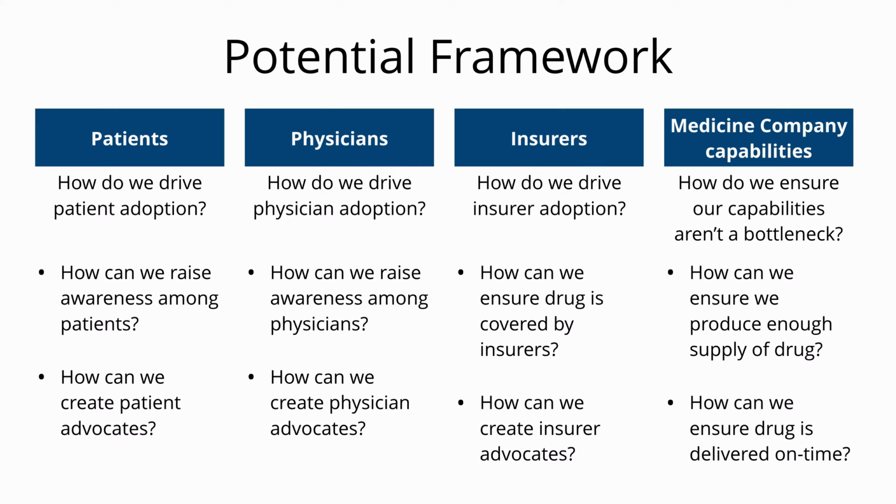Third, we'd look into insurers. We want to make sure the drug is covered by insurers and that insurers are advocates for the drug. Finally, we want to look at Medicine Company's capabilities to ensure that there are no capability bottlenecks. We'd look into making sure they can supply enough quantity of drug and that they are able to deliver the drug on time.